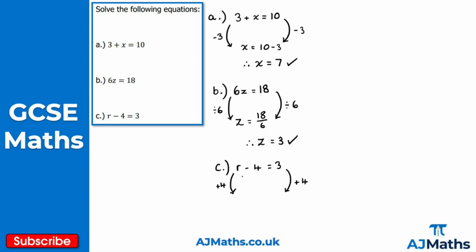So on the left hand side here, we get r minus 4 and then we add 4. So the minus 4 and the plus 4 there would just give us 0. We just get left with r. And on the right hand side here, we've got 3 plus 4. So if we simplify that, we get that r equals 7. Okay? And there we have it. So that's the solution to C, and that gives us the solution there to question 2.